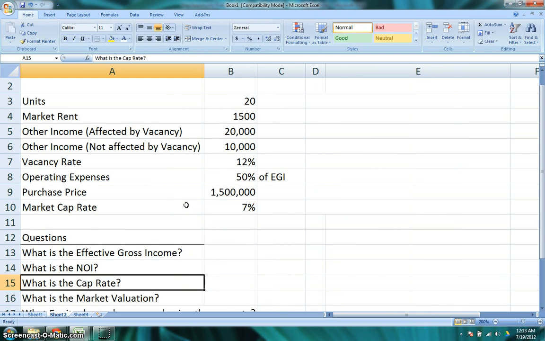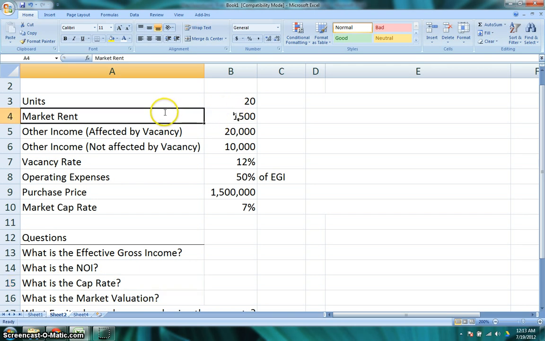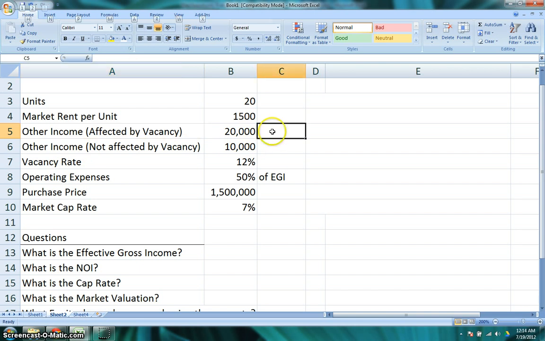So now it's time to test your knowledge and see if you really got the understanding in my presentation with this example. You're going to assume a property that has 20 units. Market rents for each unit are $1,500. The other income that's affected by vacancy is $20,000. The other income that's not affected by vacancy is $10,000. And these are per year numbers here.